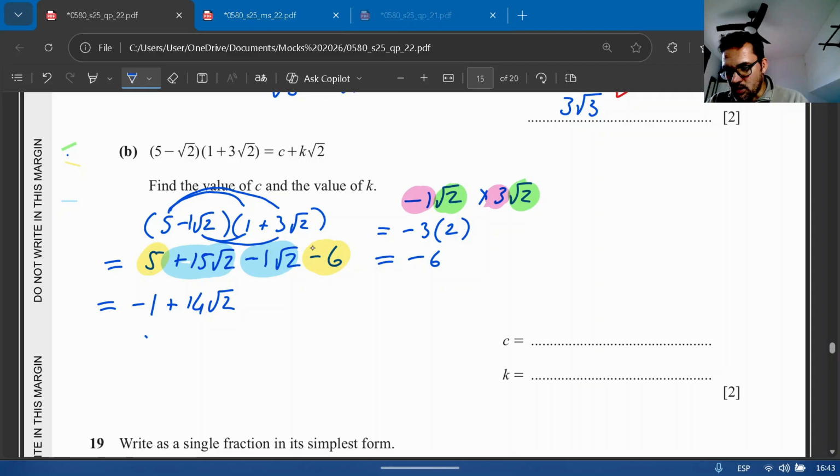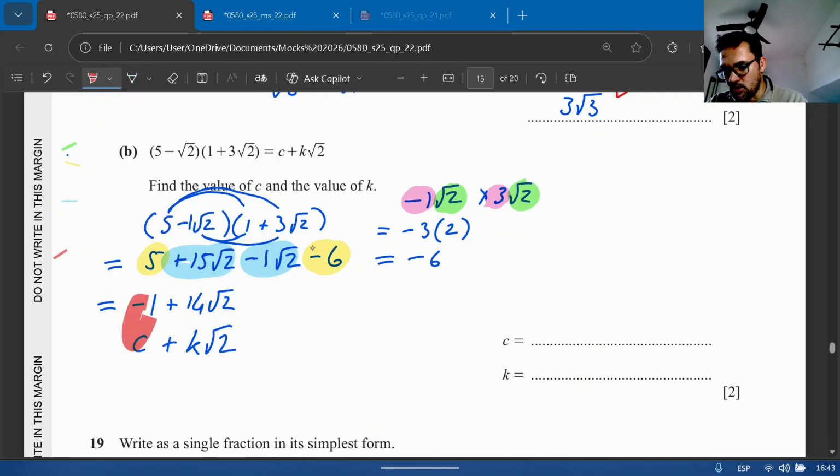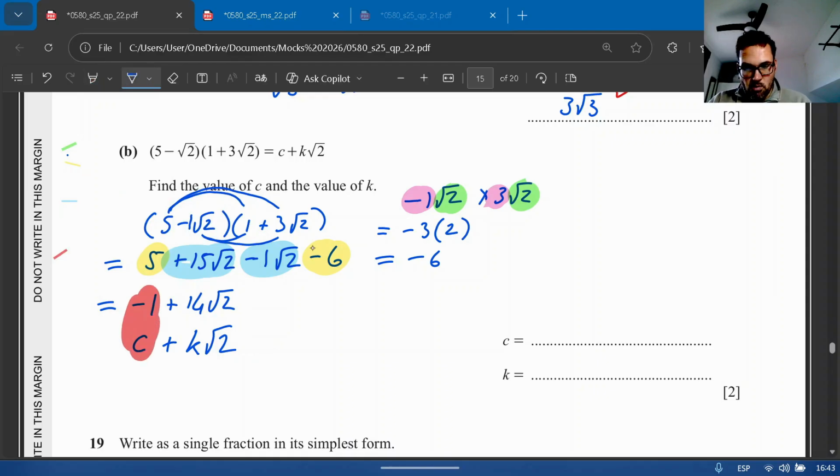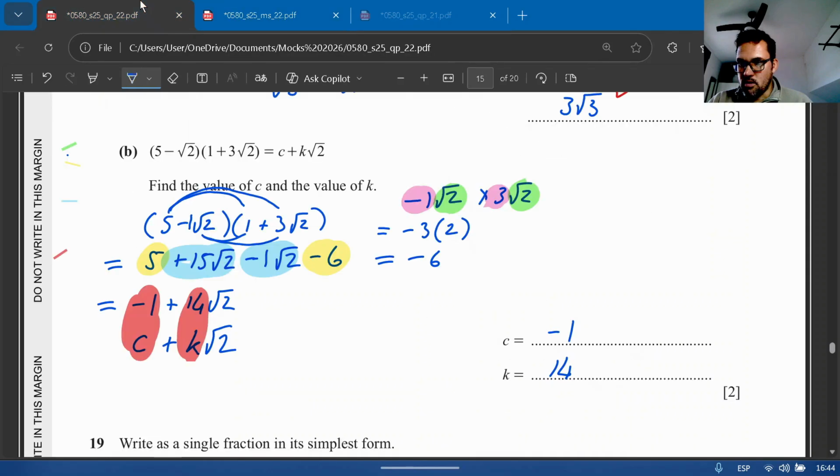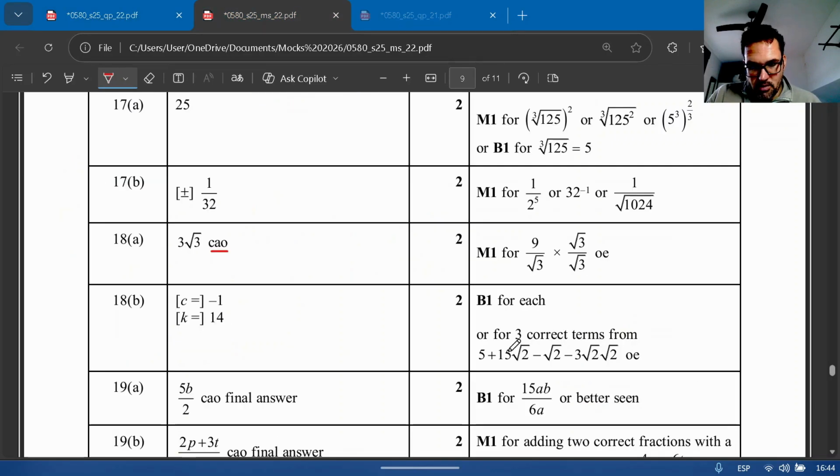We can see they wanted c plus k root 2. Brilliant. I'm really starting to enjoy this. c is minus 1 and k is 14. Okay, let's see the mark scheme. c minus 1, k 14, B1 for each. So straightforward, 1 mark each. If you don't get any marks here, you can get a mark there if you've done 3 out of the 4 correct.